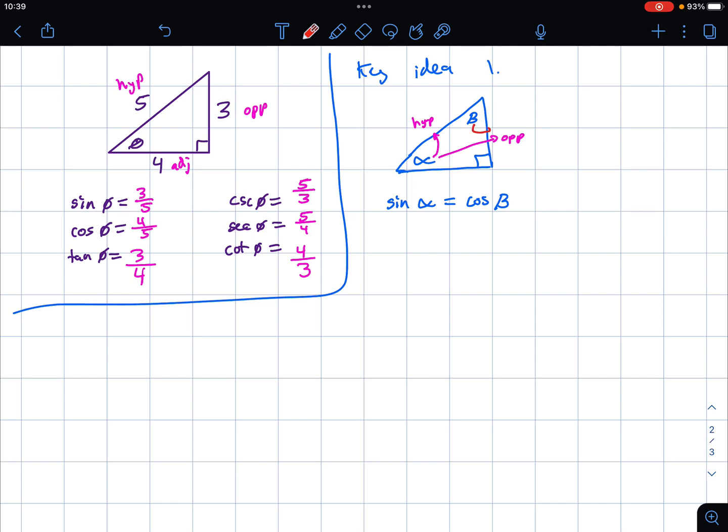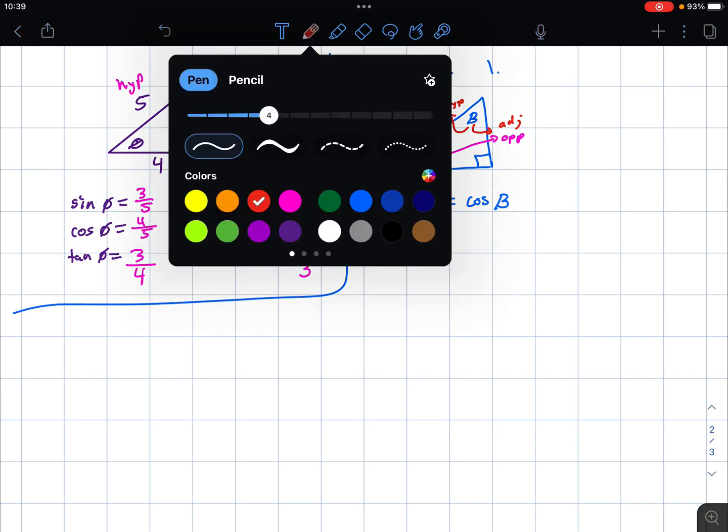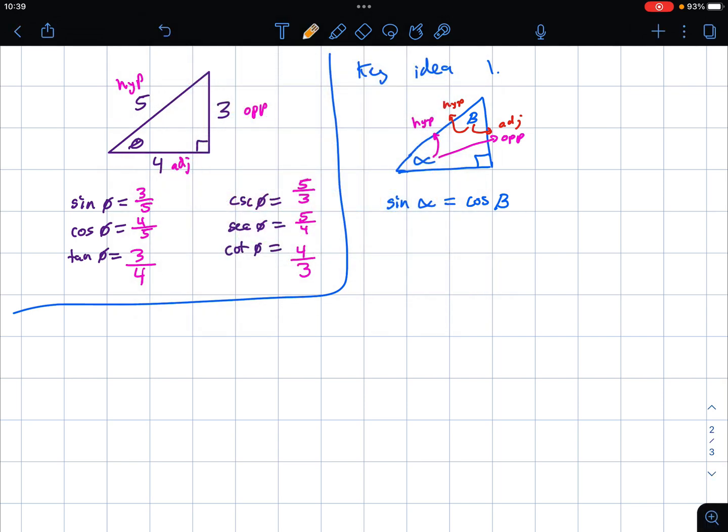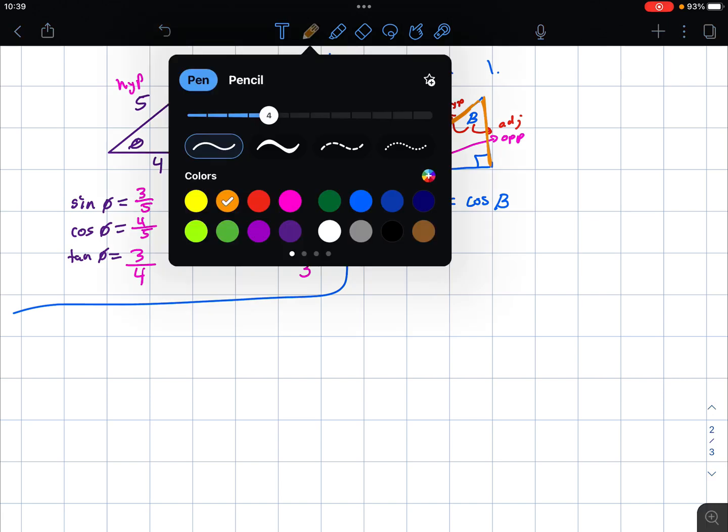But relative to beta, this is the adjacent, and this is the hypotenuse. So we're describing the same ratio. Either way you describe it, cosine or sine, it's this side to the hypotenuse. It is the opposite of alpha, it is the adjacent of beta, but we describe the same ratio.